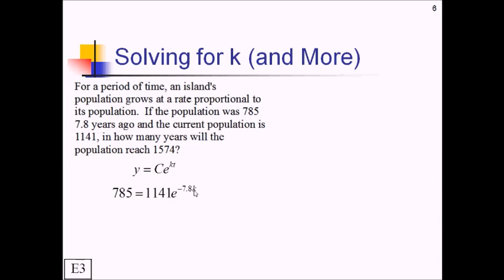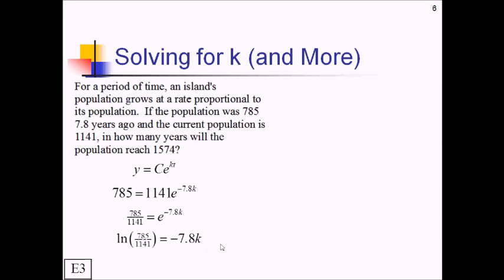With all this information plugged in now, we have enough information to solve for k. To start this process, we need to divide both sides by this coefficient here. So we've got 785 over 1141. And now what? Well, we need to get k out of the exponent. To do that, I can take the ln of both sides. So I've got ln of this fraction over here on the left, and ln just cancels out the e, so we just have negative 7.8k on the right side. And now I'm just going to divide by negative 7.8, and that'll give me my k value.